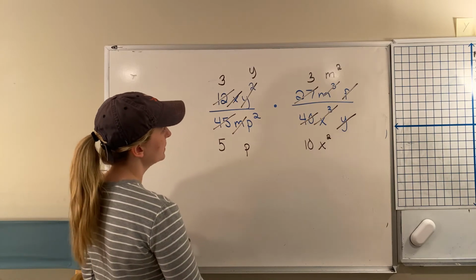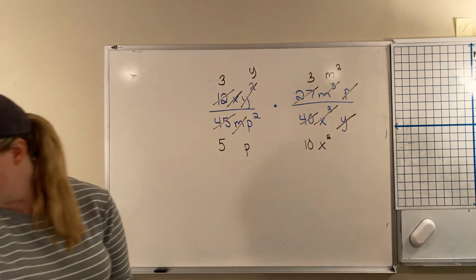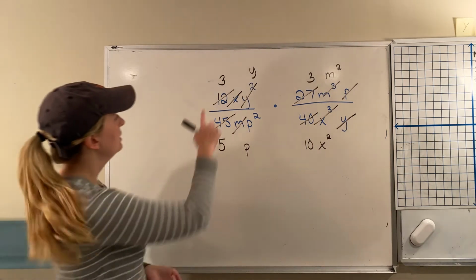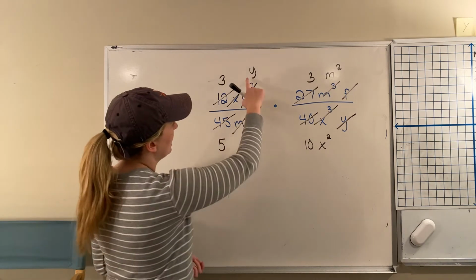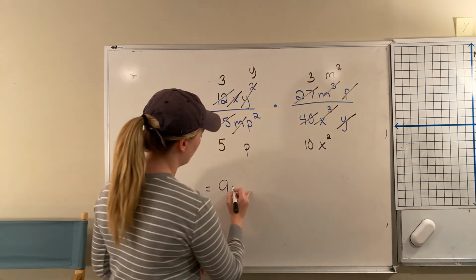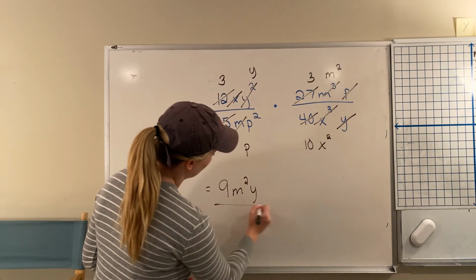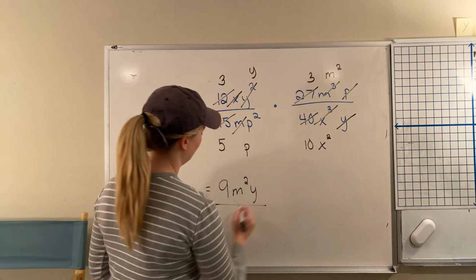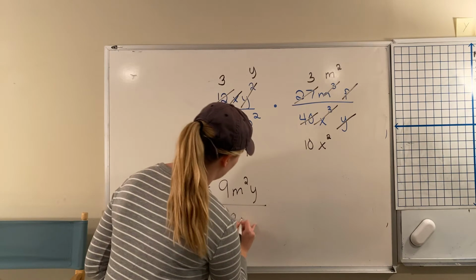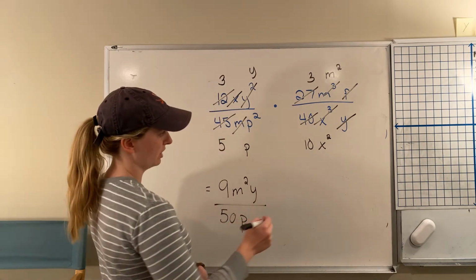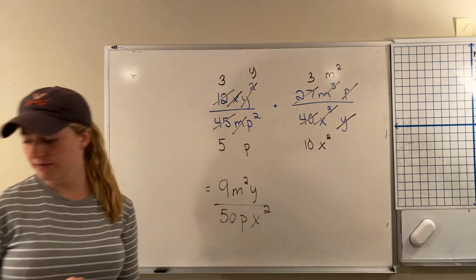And now we just multiply straight across again. We have 3 times 3 up top, so 3 times 3 is going to be 9, times y times m squared, go in alphabetical order, so m squared, y up top. Next we have 5 times 10, which is 50. P just times itself, which is p, or times 1 times itself. And then x squared. And we're left with our final answer.